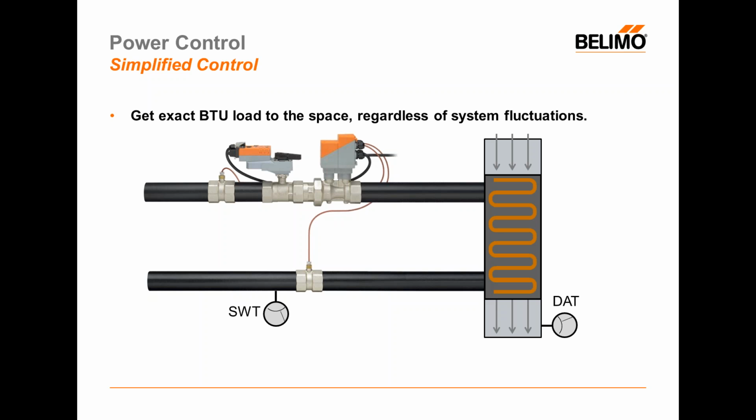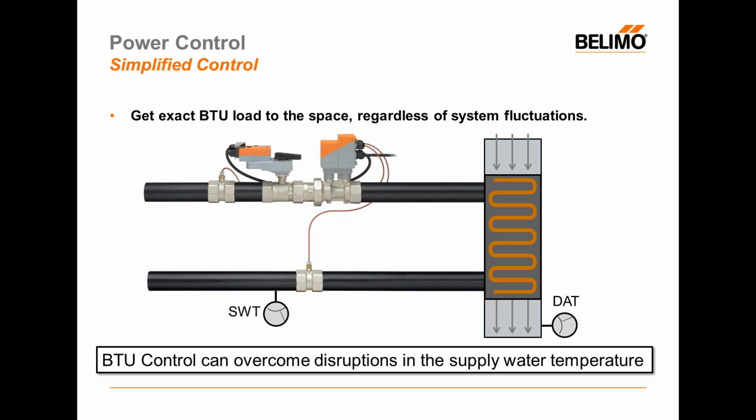Well, the Belimo Energy Valve in power control mode can do all of this without involving the controller or disrupting the discharge air temperature. Since it's constantly sensing the delta T and the flow, it is measuring BTUs, and if the 42-degree water suddenly arrives at 44 degrees, well, the Belimo Energy Valve will recognize that it's not producing the required amount of BTUs and simply modulate the valve open to allow more flow to achieve the BTUs required to satisfy the space. And so power control can overcome small disruptions in the supply water temperature.